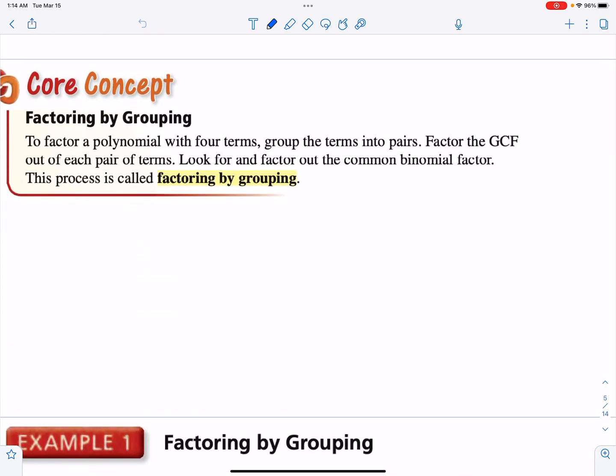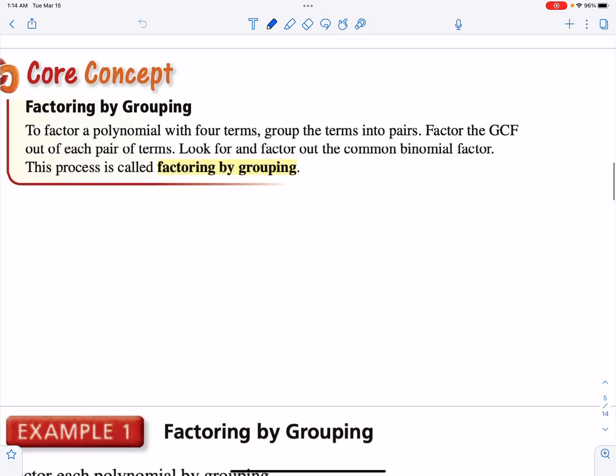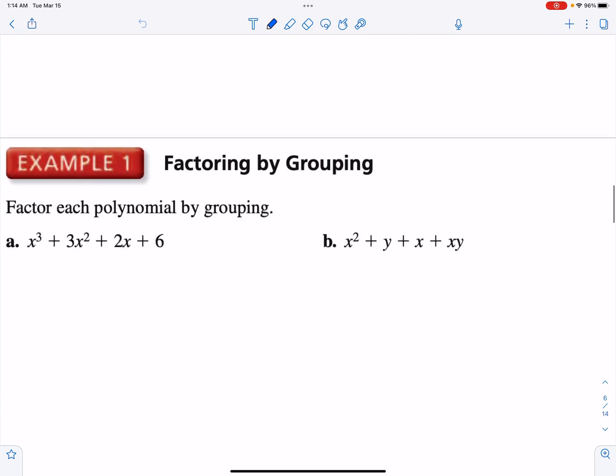So again, to factor a polynomial with 4 terms, sometimes it's easier to factor by grouping and then look for each pair of terms' GCF to factor something out and factor out a binomial factor. So here's what this means. If I look at letter A, I have x to the third, x to the second, and x. So I don't have any common term I can factor out of any of these numbers or variables. But if I group the first 2 together and I group the second 2 together, I should be able to factor something out of those pairs and have a common binomial.